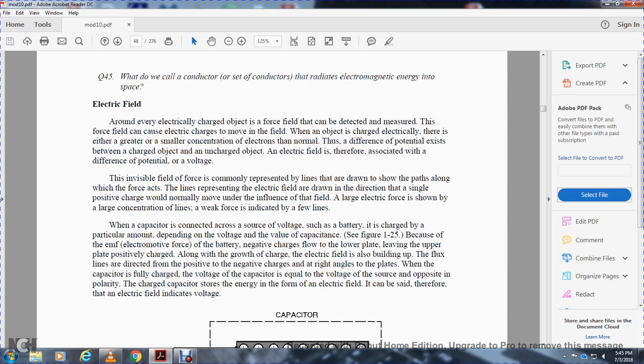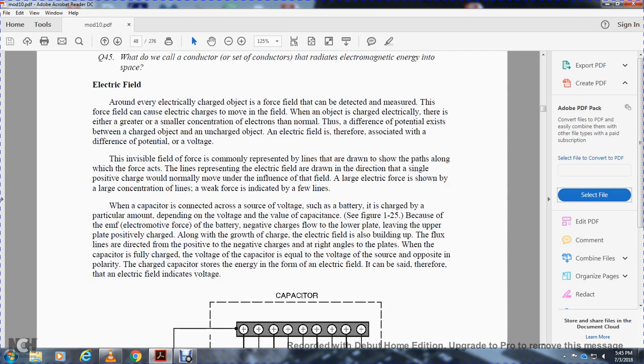Around every electrically charged object there is a force field that can be detected and measured, acting on electrically charged particles that move in the field. When an object is charged electrically, there is either a greater or smaller concentration of electrons. The normal difference of potential exhibited between a charged object and an uncharged object, the electric field, is therefore associated with the difference of potential, or voltage.